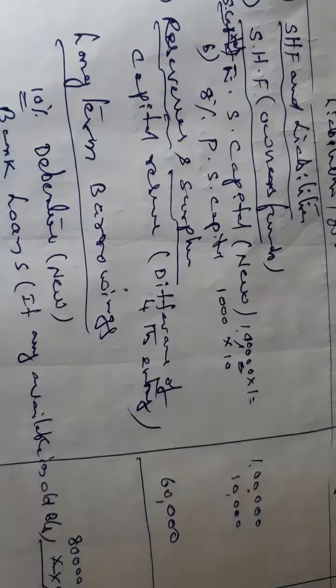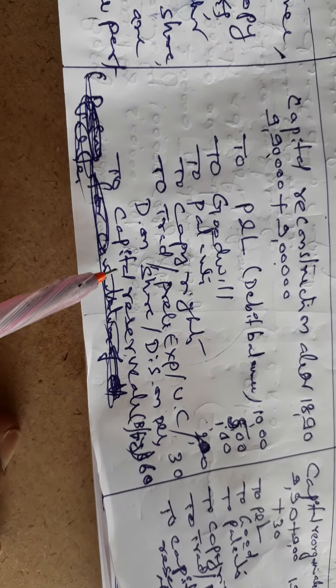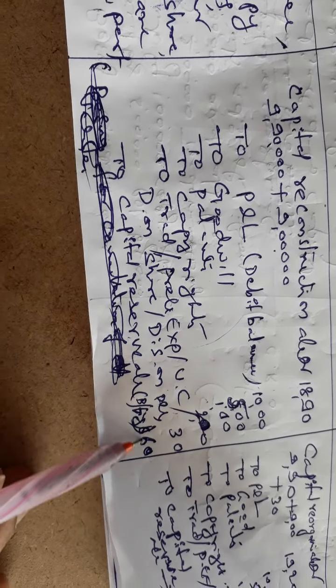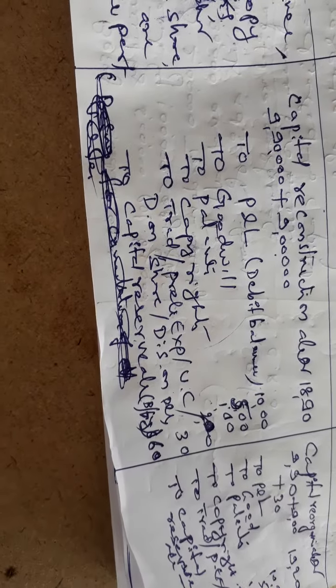This 60,000 is taken from the fourth entry. That 60,000 is the difference of the fourth entry, the capital reserve balance of 60,000. So this amount we should consider in the new balance sheet.